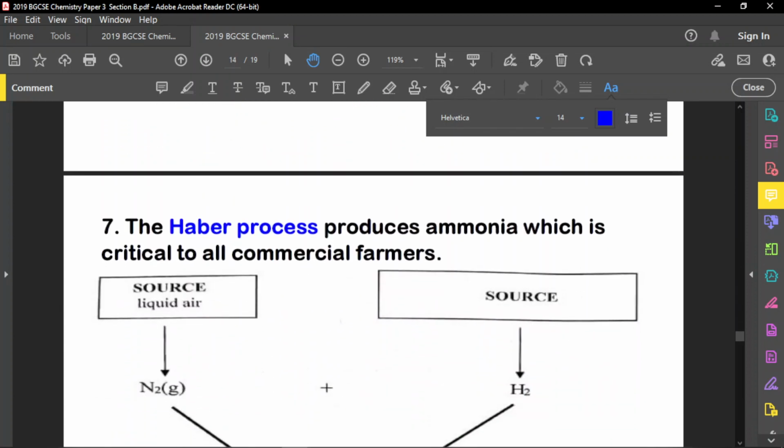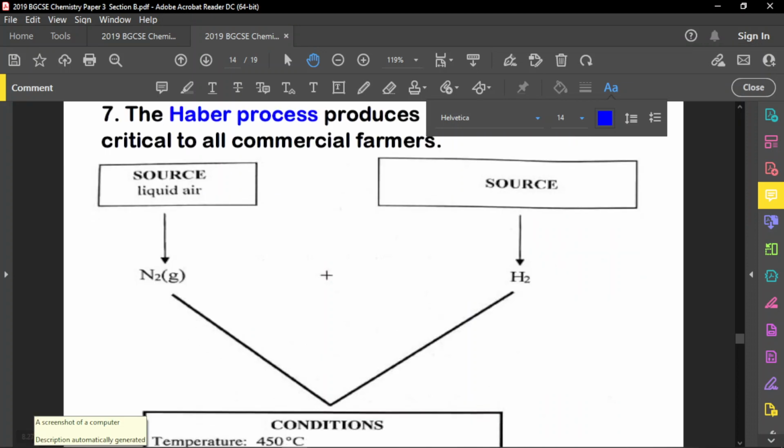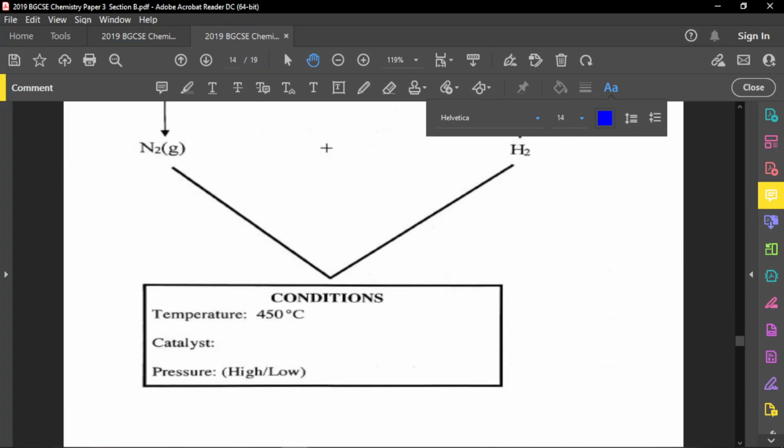Next, number 7 now, which is the last question. The Haber process produces ammonia, which is critical to all commercial farmers. And so you have a source here, which is liquid air, and then you have a source right here that provides you with hydrogen, and the source of air right here produces nitrogen gas. All right, and so again, it goes under certain conditions: a temperature of 450 degrees Celsius, a catalyst, and then pressure, high or low.